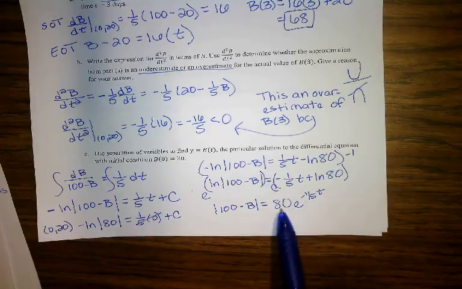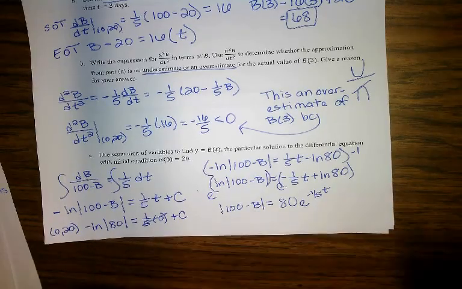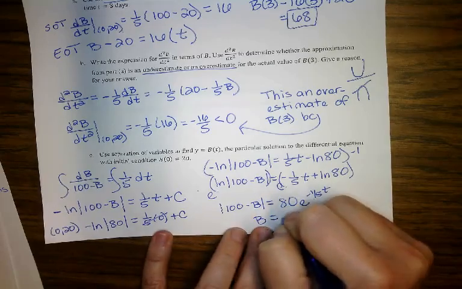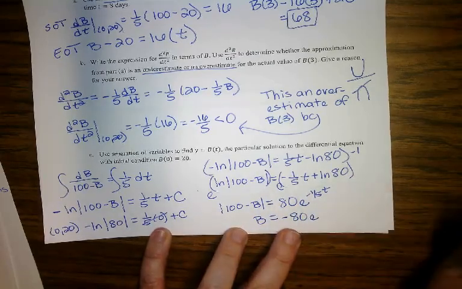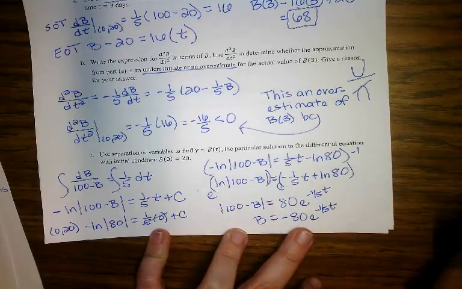So I can go ahead and subtract 100 and divide by the negative and have my final solution of negative 80 e to the negative 1/5 t. And then when I subtract the 100 but then multiply by the negative, I'll get positive 100.